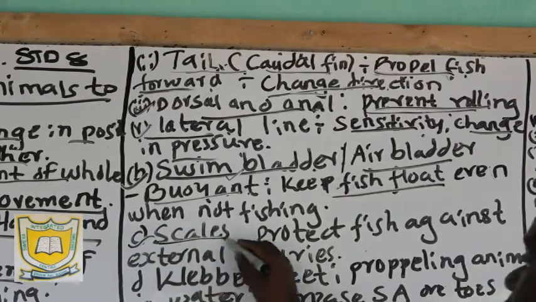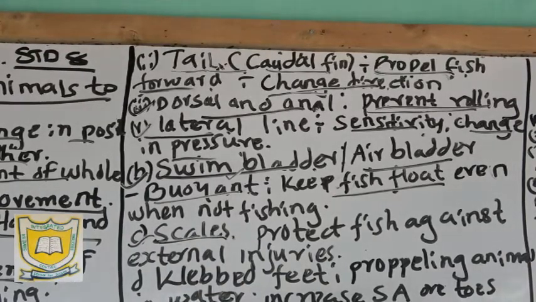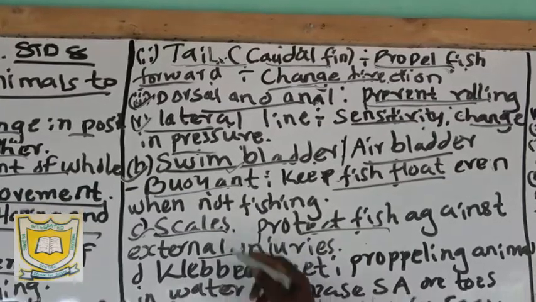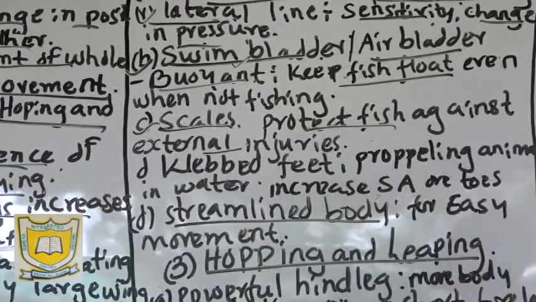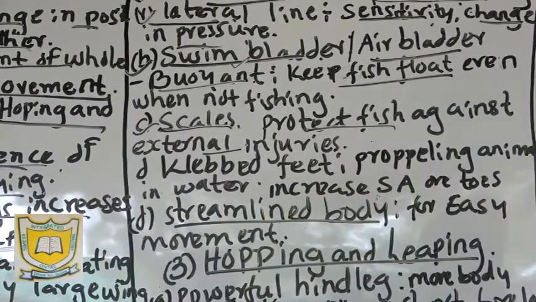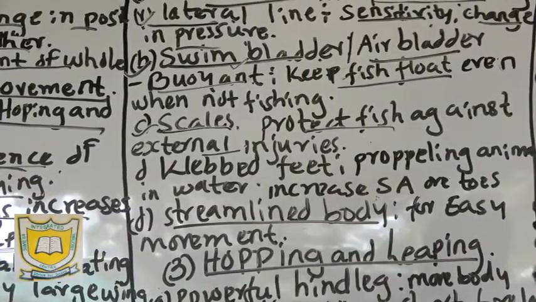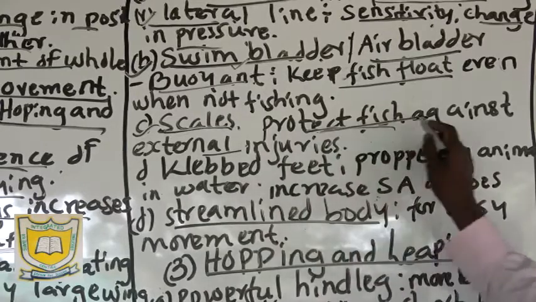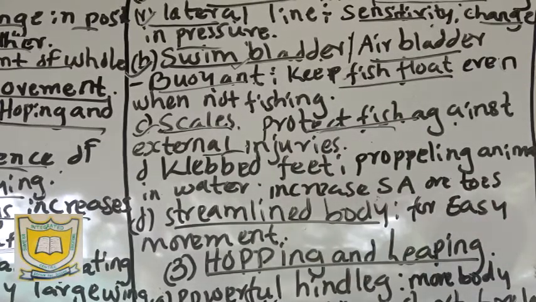Also, the fish has the scales. These scales protect the fish from external injuries. And also, the scales help to prevent the entry of water through the surfaces of the body of the fish. So it has scales to protect the fish against external injury, and to prevent the entry of water through the body surfaces.